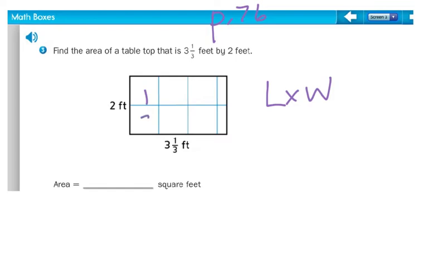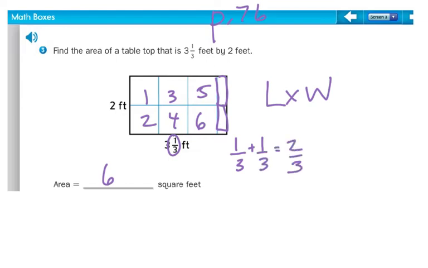So I could count them. 1, 2, 3, 4, 5, 6. 6, and then this one and this one equals what? How much more? Well, remember, a third and a third would be 2 thirds. 6 and 2 thirds.